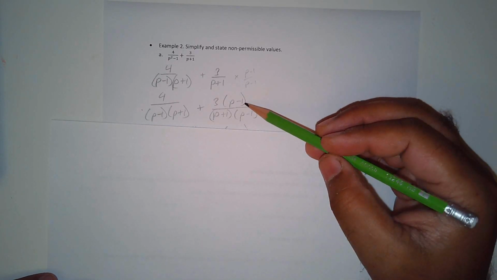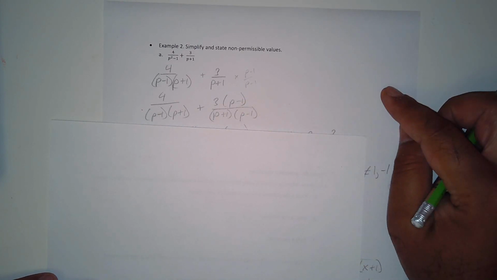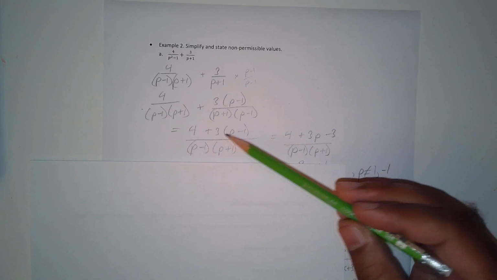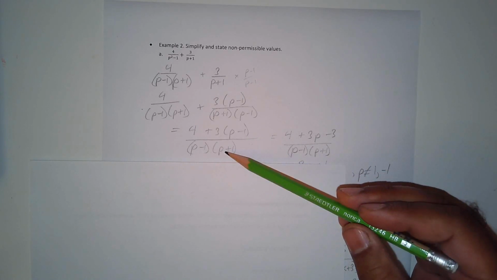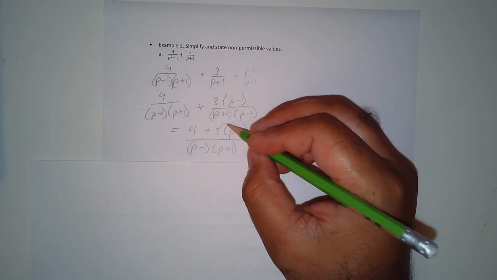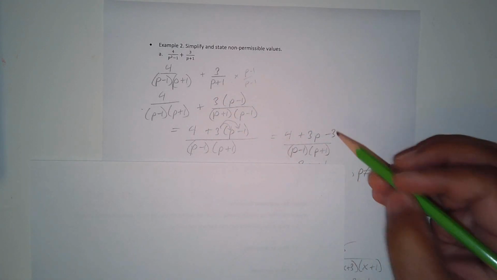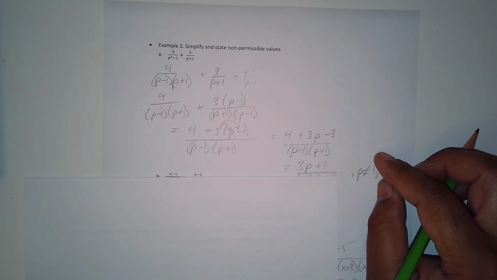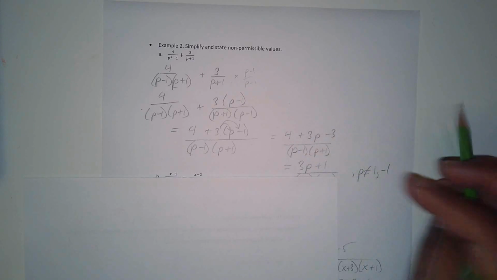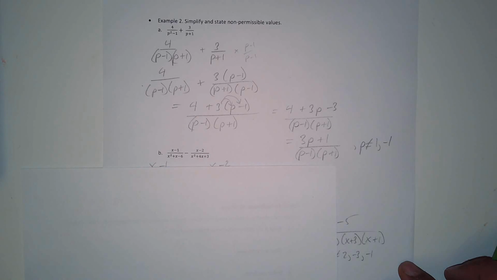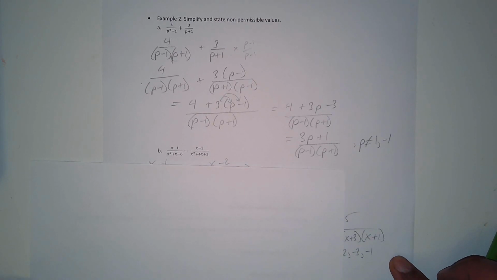And so that's what's going on here. Okay, so we're multiplying that. And so now what you get is 4 plus 3 times p minus 1 over the same bottom. And so you get 4 plus, so this is being multiplied here. Okay, so you get 3p minus 3. And then that becomes 3p plus 1, 4 minus 3 over p minus 1, p plus 1. Okay, so that's more difficult, okay, when the denominators are not the same.